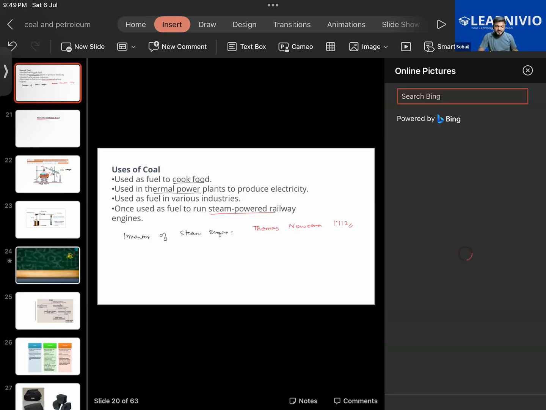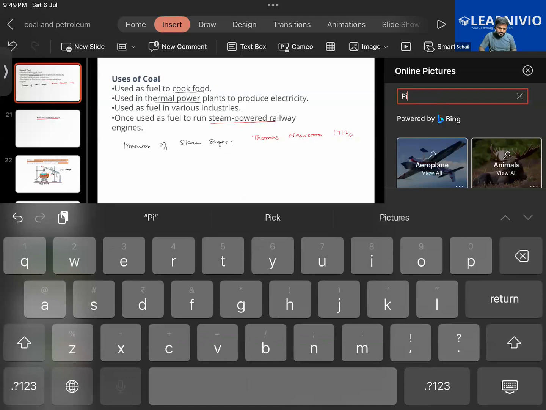Yes, Ibrahim, you know what is a piston? Yes, sir.